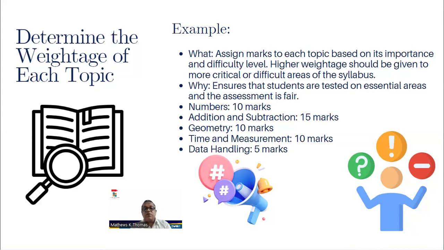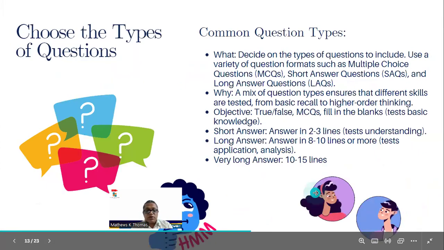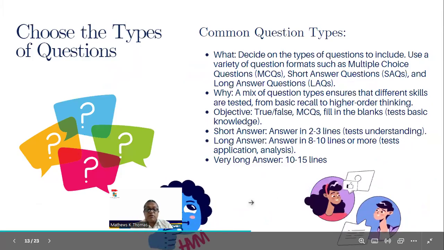Okay, so 10 marks for numbers, 15 marks for addition and subtraction, 10 marks for geometry, 10 marks for time and measurement, data handling 5 marks. So percentage is there as well as the actual marks. I'm going to decide this before making the question paper.